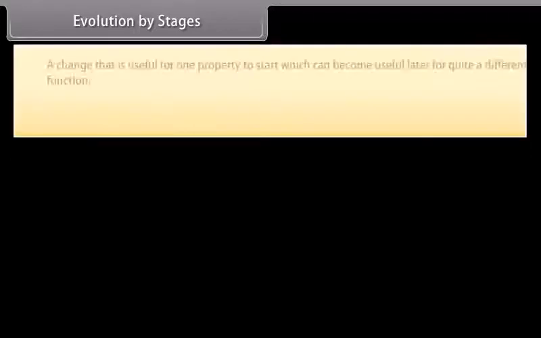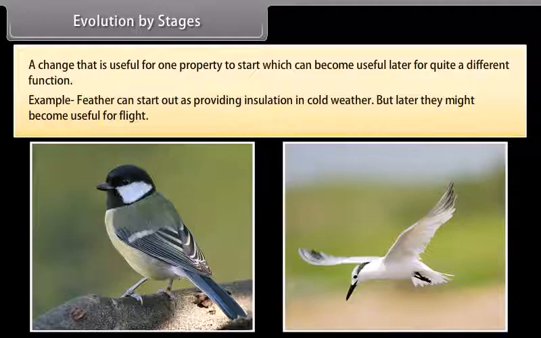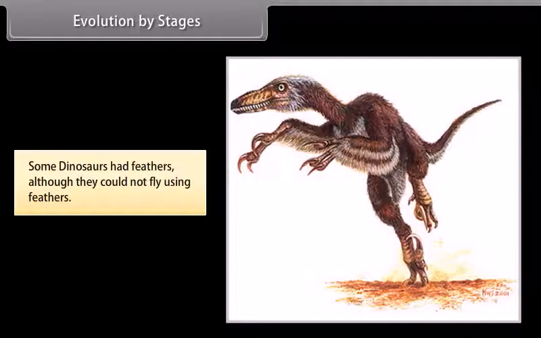Evolution by stages. A change that is useful for one property to start with can become useful later for quite a different function. Example: feathers can start out as providing insulation in cold weather, but later they might become useful for flight. Some dinosaurs had feathers, although they could not fly using feathers.